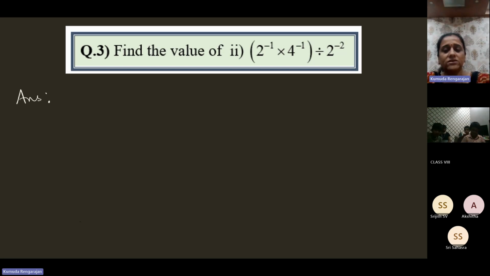So in the bracket, we have different bases raised to the same power minus 1, right? And it's multiplication. So what can we do? Different bases, but same power minus 1, and it's multiplication.